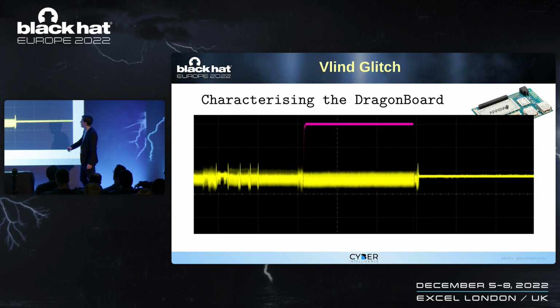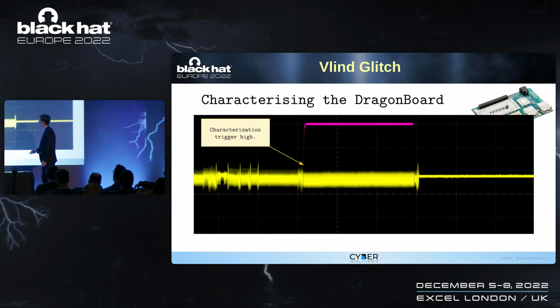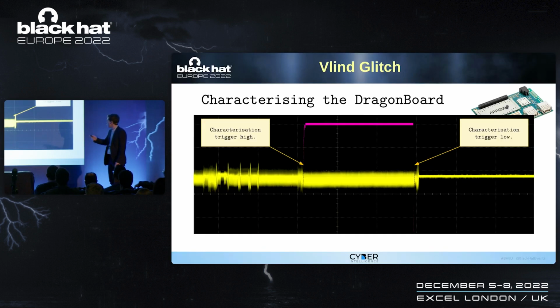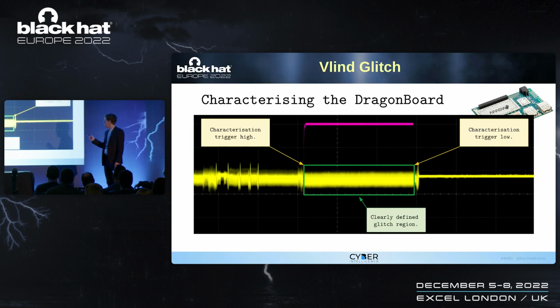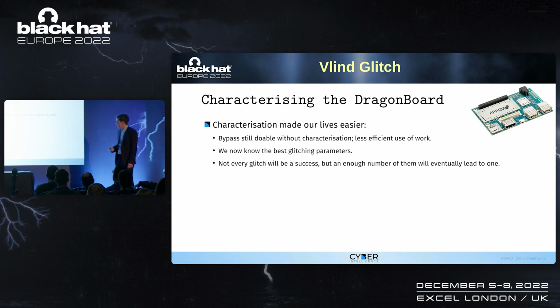You can see it clearly here: here we will have the lowering of the trigger, and here we will have the rising of the trigger. In this case, there's the rising edge, and there's the other edge. So we can see clearly that this is our region. We are going to try to inject a glitch in that region, taking into account these timings. So what happens? Characterization made our lives easier in order to advance.